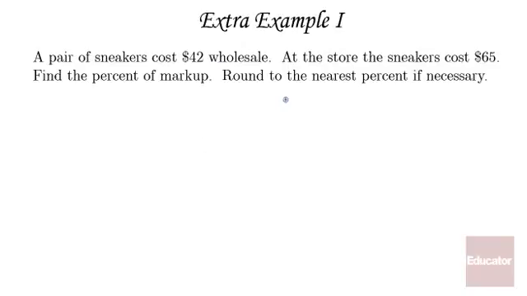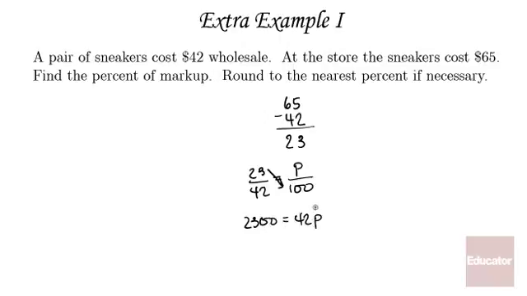So let's find our change in price. 65 minus 42. 5 minus 2 is 3. We didn't have to borrow, so we have 23. 23 over 42, the original amount, and that's going to equal percent of change over 100. So we can't simplify here, so let's do our cross product. That's 2,300 equals 42p.